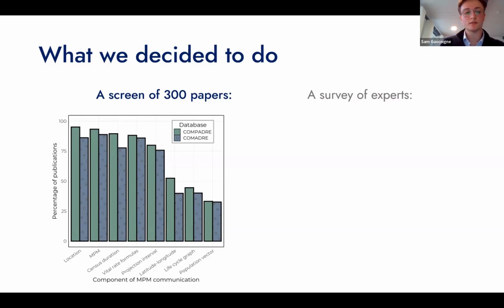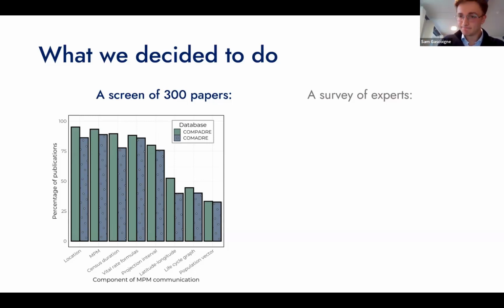The MPM themselves are quite well communicated. Census duration and vital rate formulas are also well communicated. But I realize I say that, and it might not ring a bell. It's like, Sam, I thought you were talking about matrices. Why are we talking about formulas?